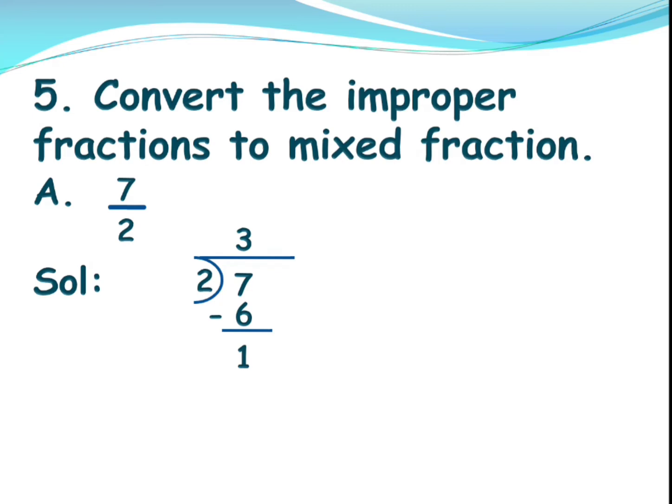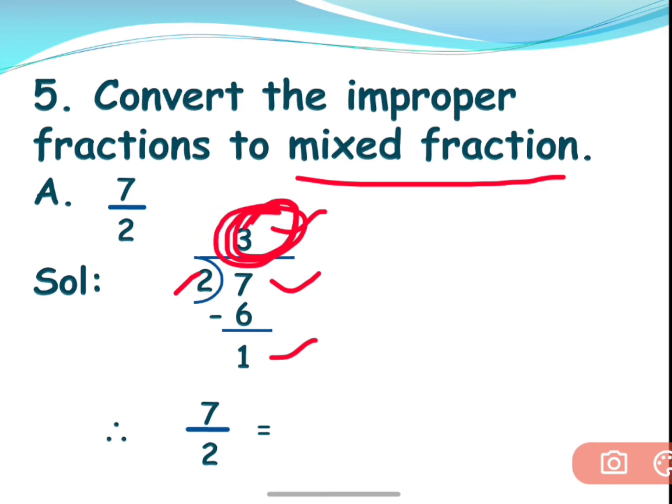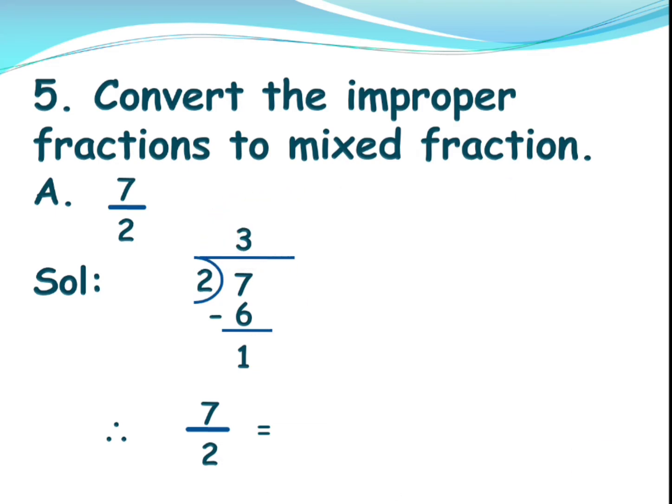Now from this you have to make the mixed fraction for the fraction 7 by 2. So how will you write? Therefore 7 by 2 is equal to, so here you got your quotient, your remainder, this is your dividend and this is your divisor, isn't it? For a mixed fraction what do you need? A whole number. The whole number is your quotient. Whatever quotient you have, that becomes your whole number. That is 3.